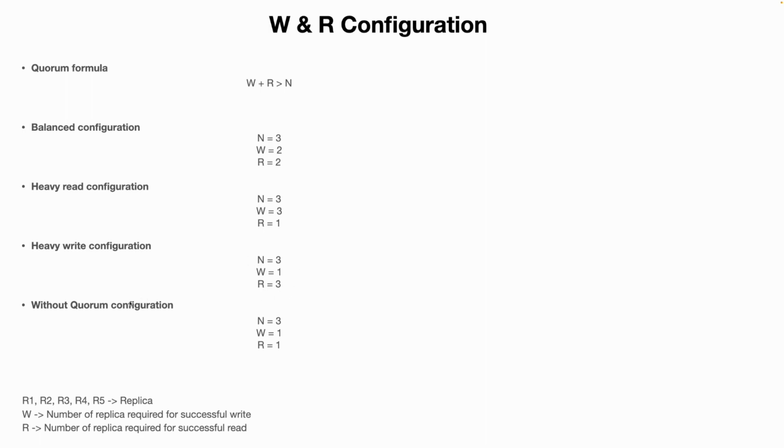We can also set it without quorum configuration. Without quorum configuration, where n is equal to 3, we can set w is equal to 1 and r is equal to 1. Now this system will work, but it will return inconsistent or outdated data, because there is no common node or common database that has the up to date value.